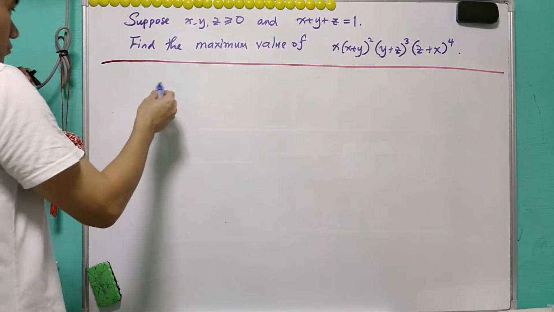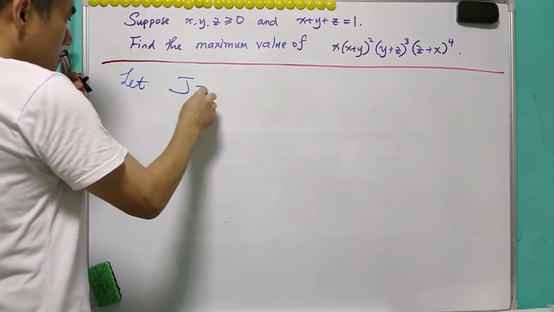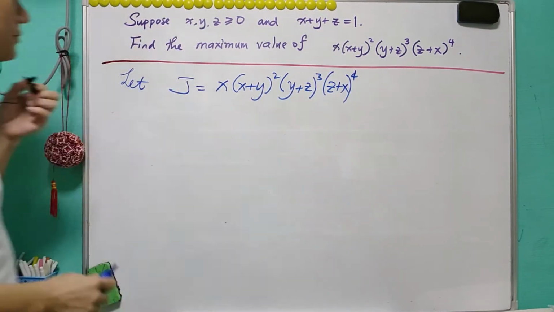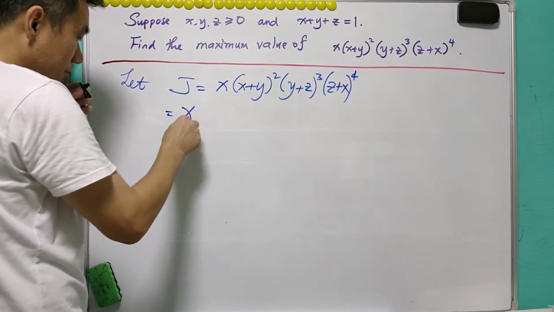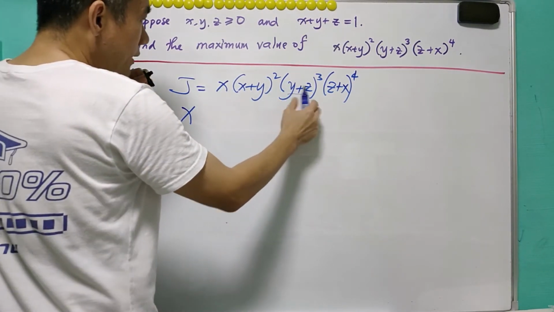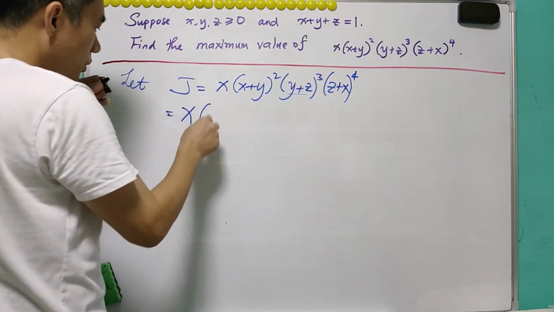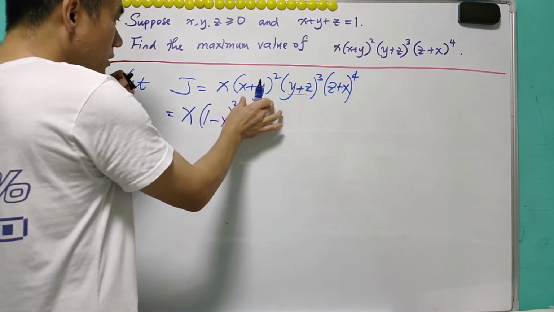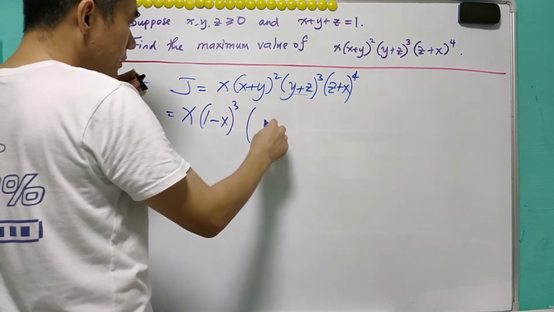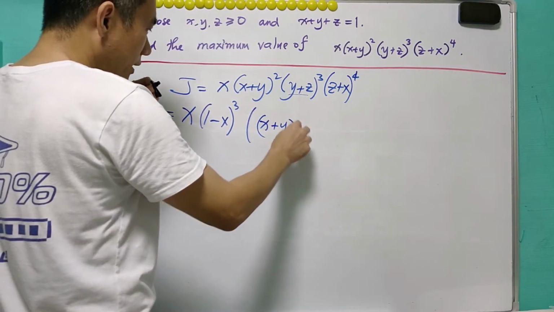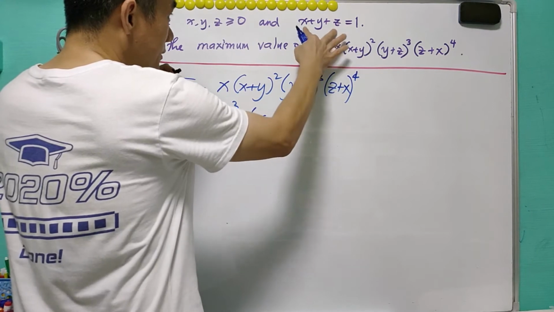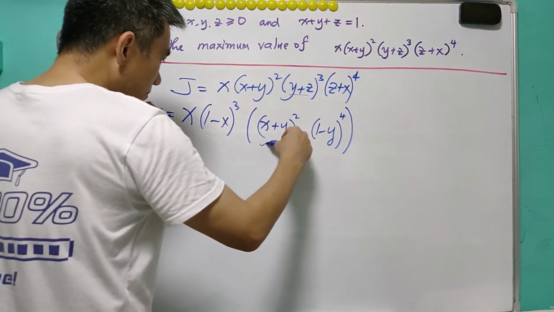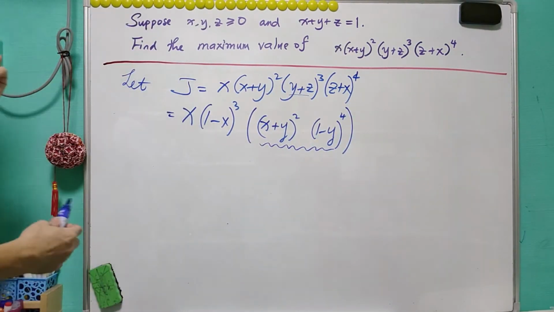So here we go. Let J be x times y squared, and now I'm going to treat x as a constant. Then y plus z will be equal to 1 minus x to the power 3. So this is a constant, I'll leave it here. And for this, it is x, plus y squared, z plus x will be equal to 1 minus y. So we'll settle the maximum value for this expression.